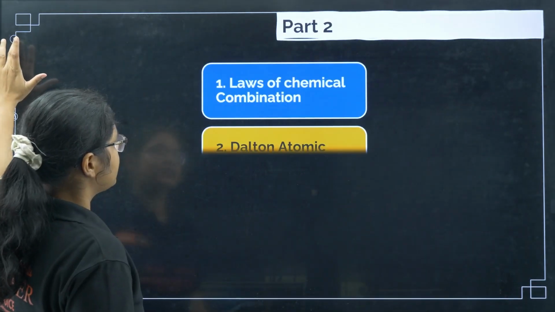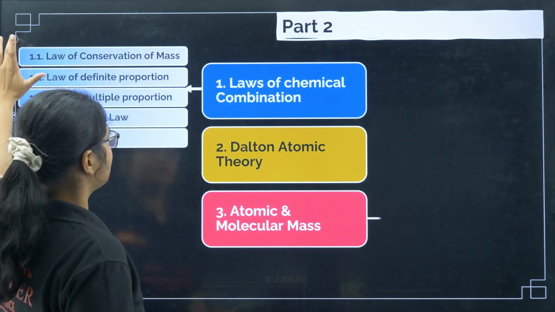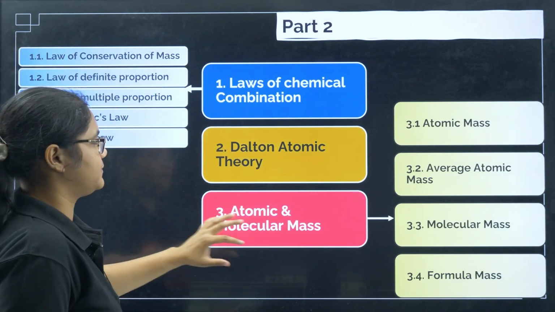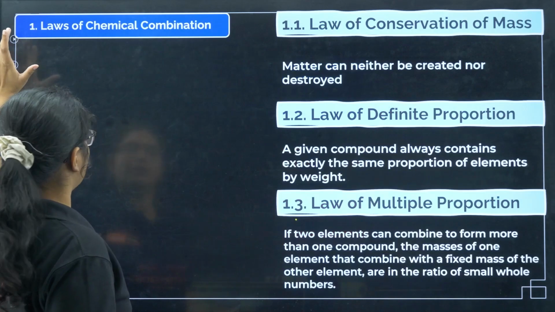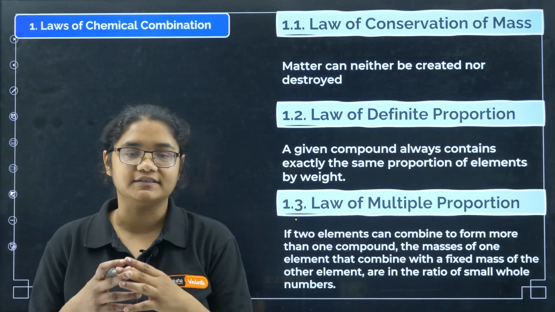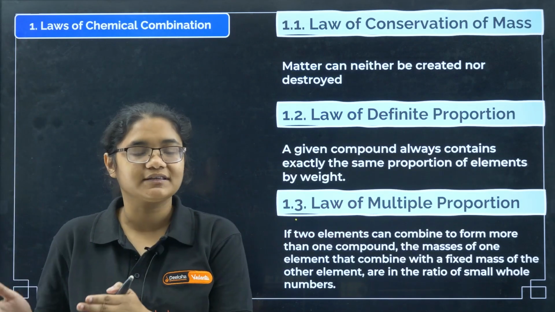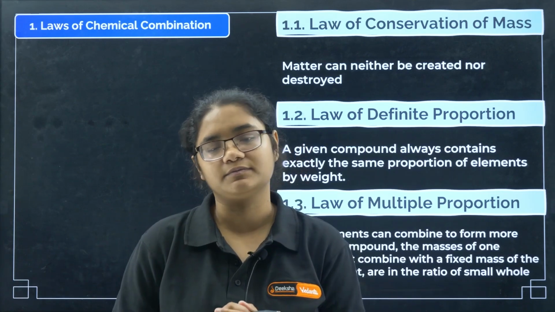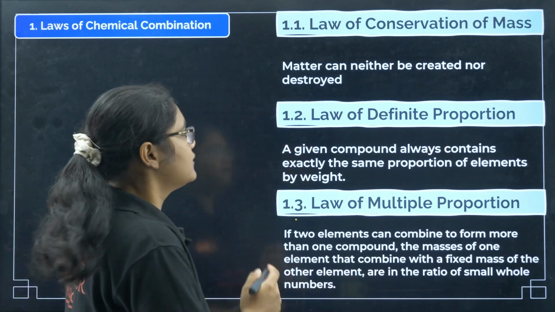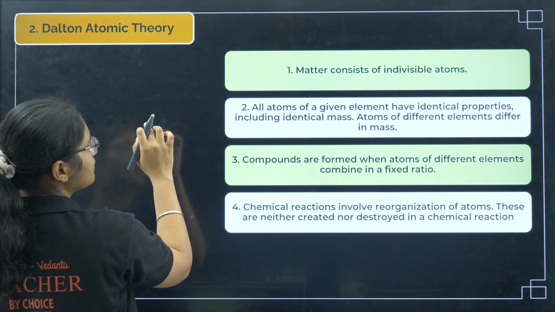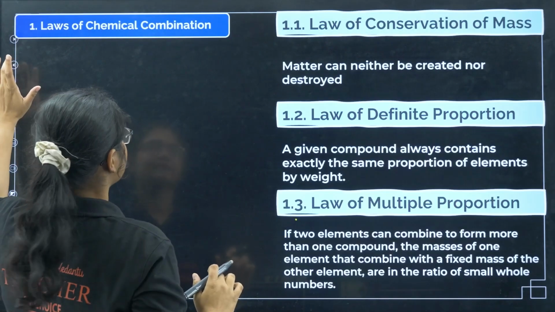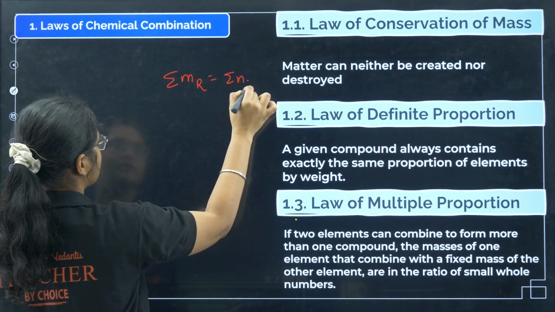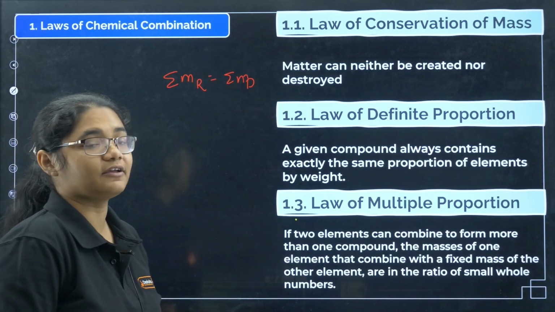Coming to the first thing, that is laws of chemical combination, Dalton's atomic theory, atomic mass and molecular mass. We will explain all these things in the upcoming lectures. First is the law of conservation of mass, and this says that mass can neither be created nor destroyed, which means the total mass of the reactants will always be equal to the total mass of the products. Okay, next, law of definite proportion.